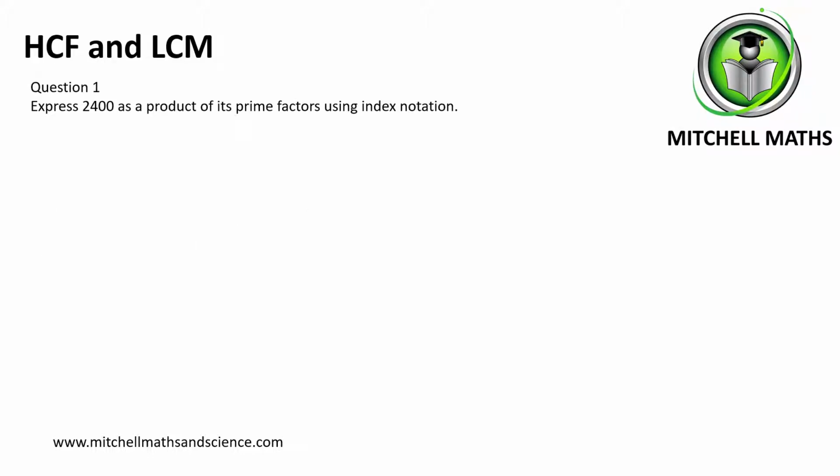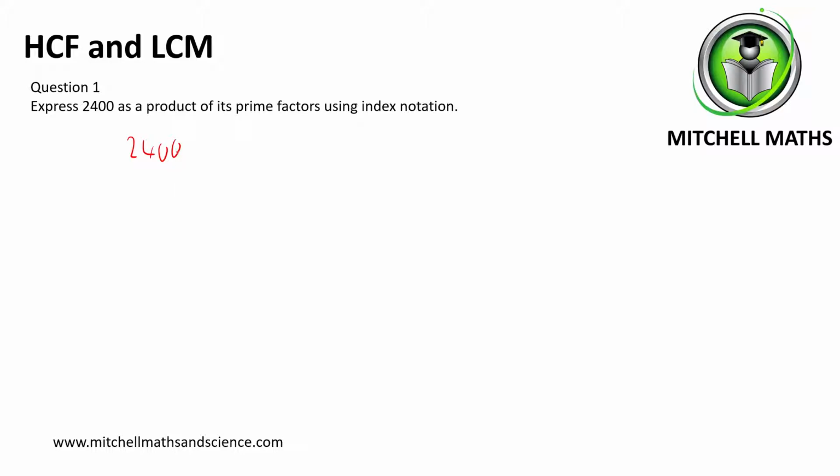First thing we're going to look at is express 2400 as a product of its prime factors using index notation. What you need to do when you're expressing it as a product of its prime factors is break the number down using a factor tree. So we're going to write 2400 at the top of the page, and we're going to break it down. Now we need to think about what two numbers we can multiply together to make 2400.